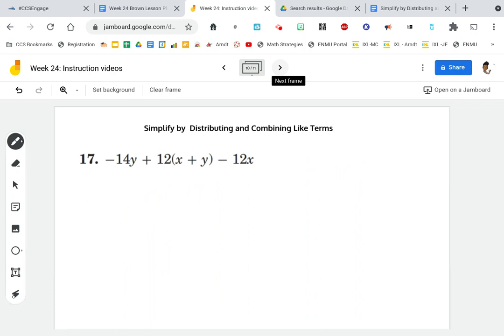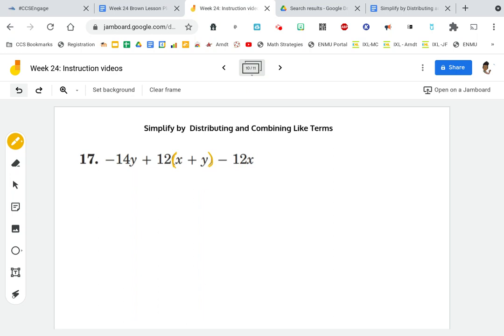Next, simplify by distributing and combining like terms. Well, again, is there anything that we can distribute? Well, we're going to look for parentheses, and there are parentheses here. And then we're going to look for a number right up against the parentheses. Now, some kids will try to choose that number, but that's wrong, guys, because that number is not right up against the parentheses. There is a subtraction sign.